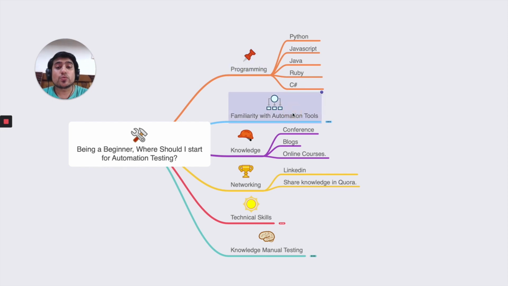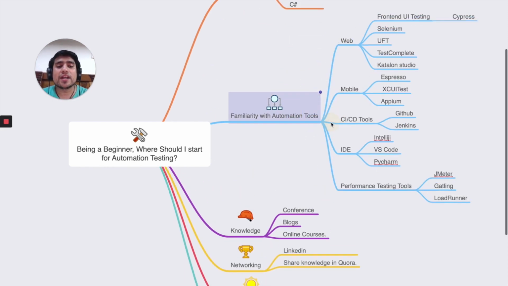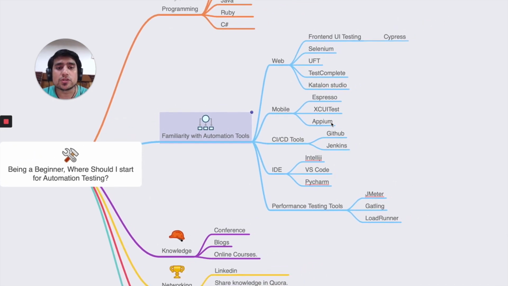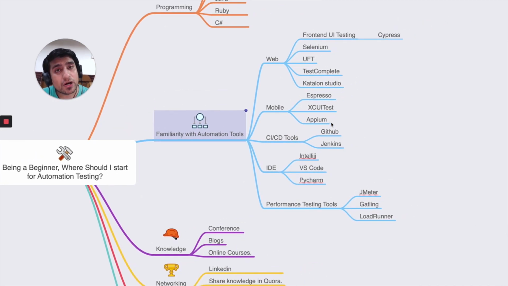The second step is familiarity with the automation tools. In the previous video, I explained what are the top tools that people are using in automation right now, and I recommend you watch those videos before this. I have divided them into a few categories. The first category is web. If we talk about web, we have front-end UI testing.